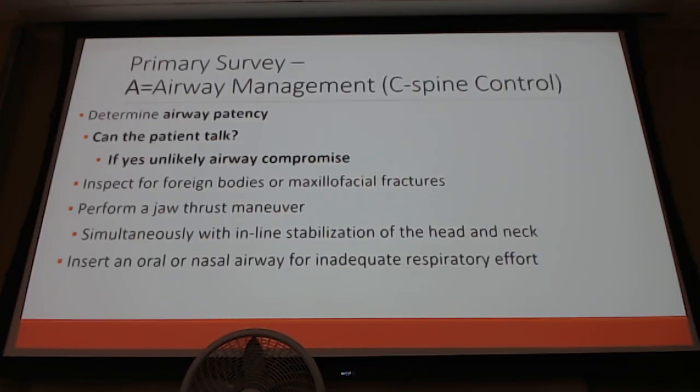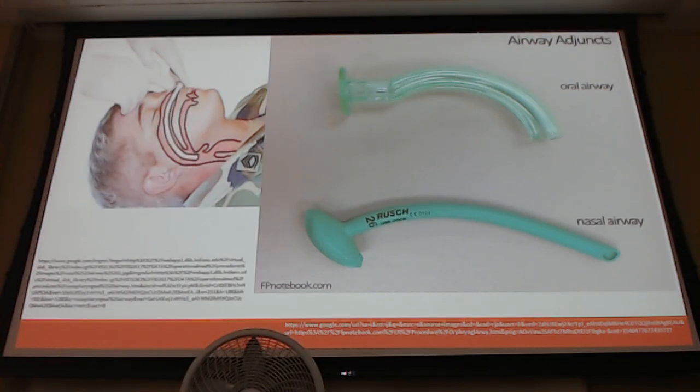If not, then we need to establish that. And then we can insert some other airways that aren't definitive if we need to, like an NPA. If they could tolerate an oropharyngeal airway, usually we're just intubating them and not using those. And then here's our NPA.